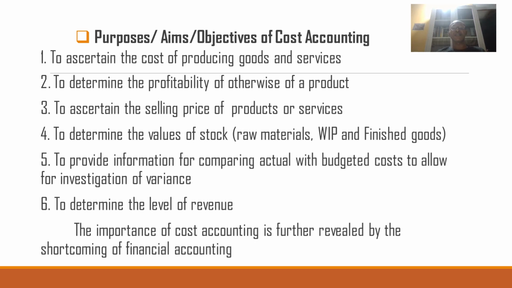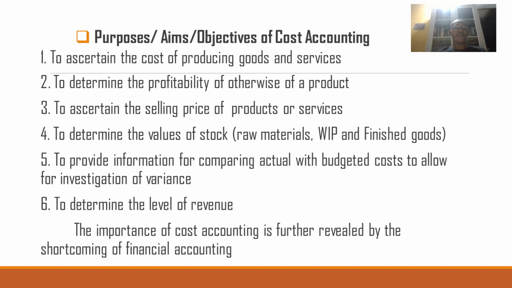Then number four, it is to determine the value of stock, because in the course of this course, we'll be looking at different elements of costs. We'll be looking at material, we'll be looking at labor, how to cost your labor, and then we'll be looking at overhead. So when we talk about stock, we have raw material, work in progress, and finished goods. So you determine the value of your stock.